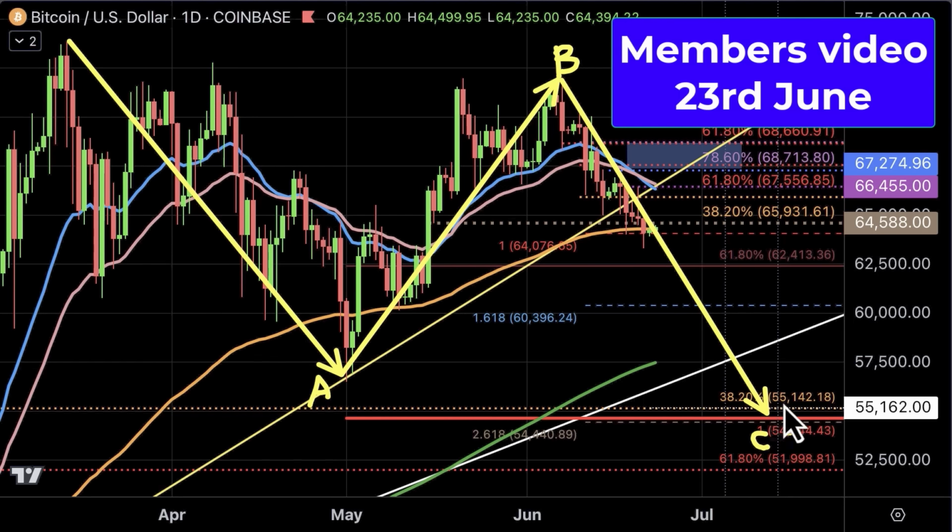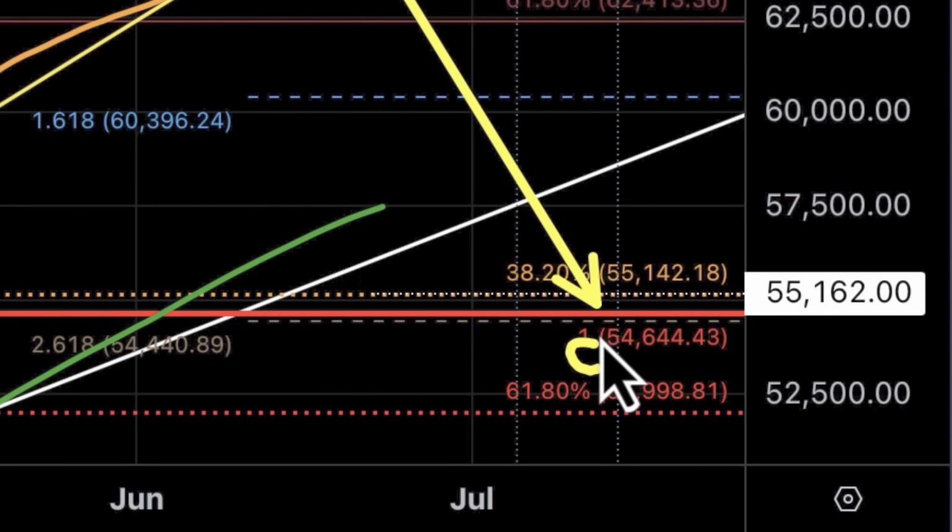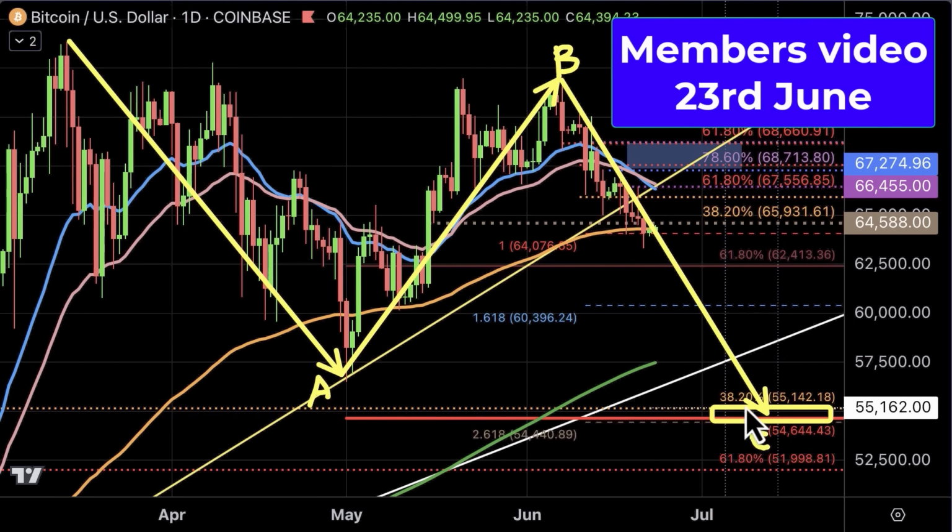The region between 55,142 to 54K, 54,644. We have a lot of support right into this region here. So 55 to 54K seems to be the more likely support. And by the way, that would be the 100% projection of the A wave down too.